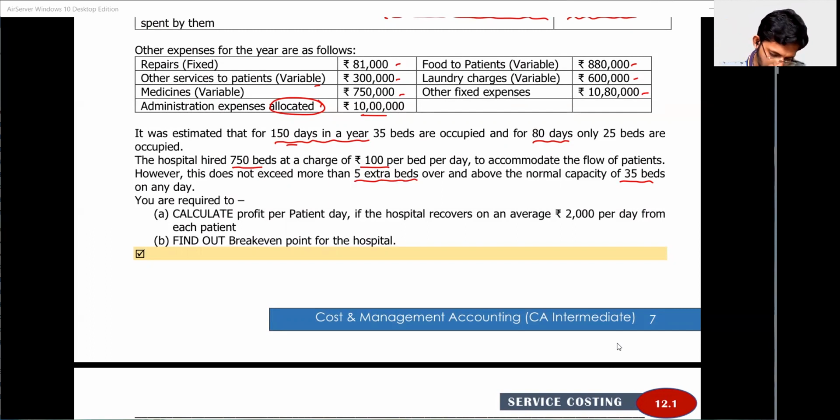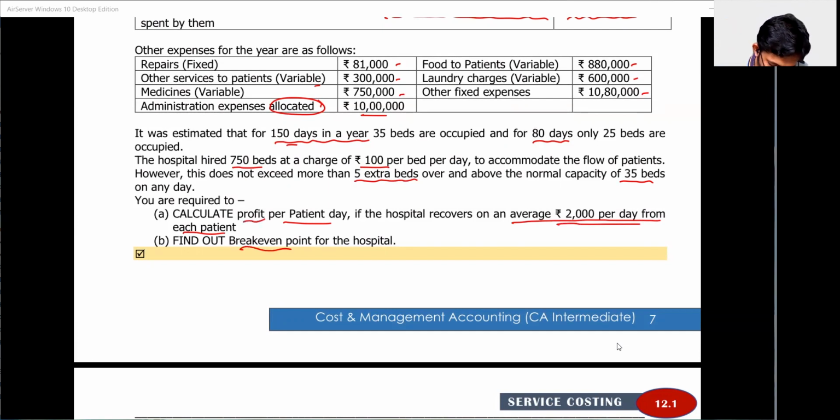Now what is the requirement here? You are required to calculate the profit per patient day if the hospital recovers on an average rupees 2,000 per day from each patient. So what is the charge that you are getting from each patient? It is rupees 200 per day from each patient. So you want to find out the profit.